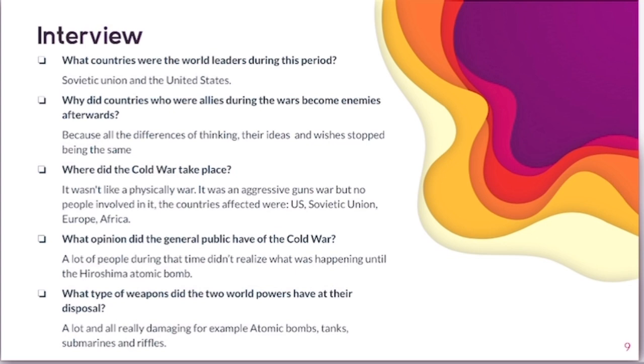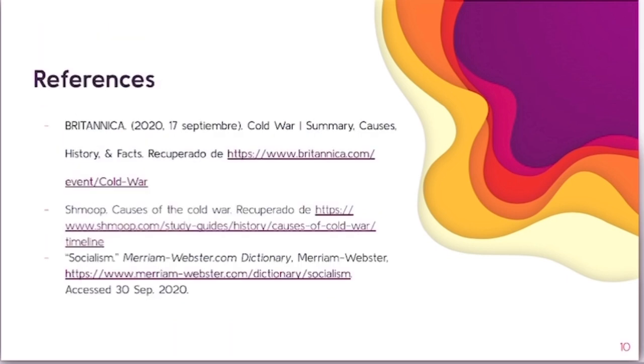And the last question was, what type of weapons did the two world powers have at their disposal? He answered me that they had a lot of guns and weapons, and they were really damaging. For example, the atomic bombs, tanks, submarines, and rifles. And last but not least, these are my references.